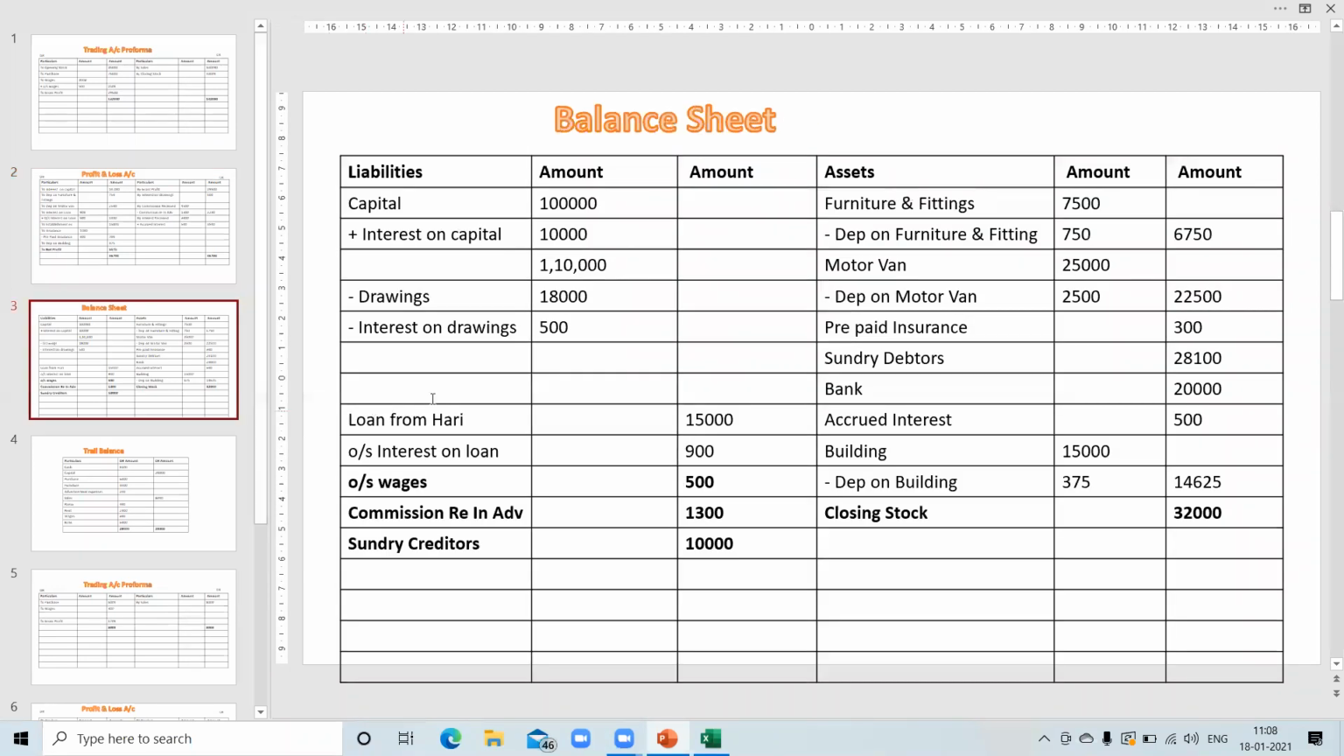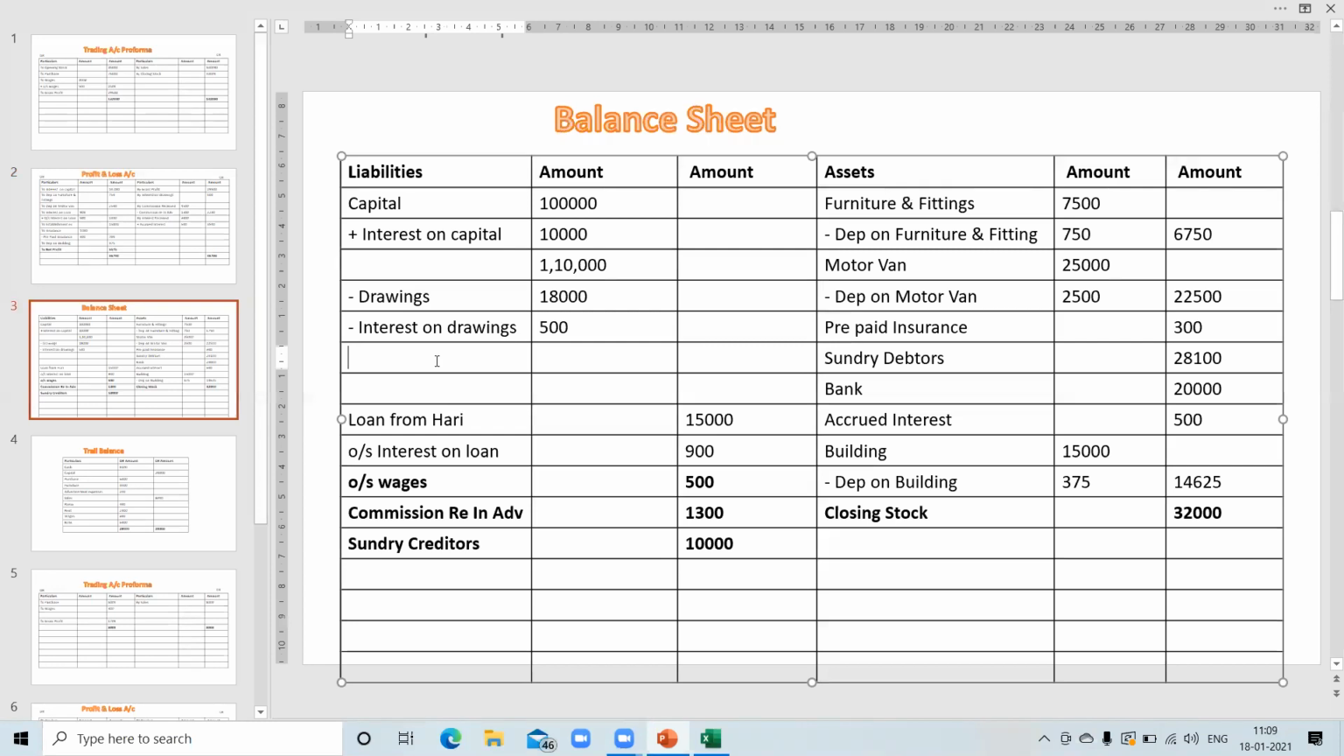The example is the net profit also. Just add plus. Say, once total the amount here. 1 lakh, so 1,10,000.